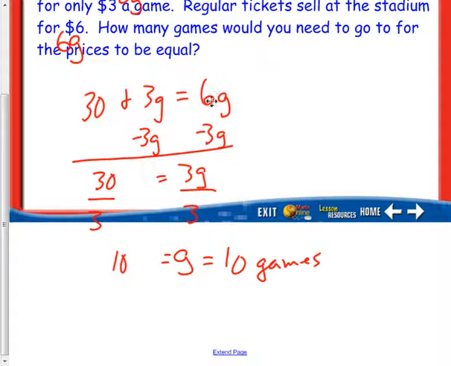If you go to less than 10 games, just pay for the single ticket price. If you're going to go to exactly 10 games, it doesn't matter which deal you do because it's going to be the same price. If you're going to go to more than 10 games, then you'd want to do this other package here where you pay $30 up front.